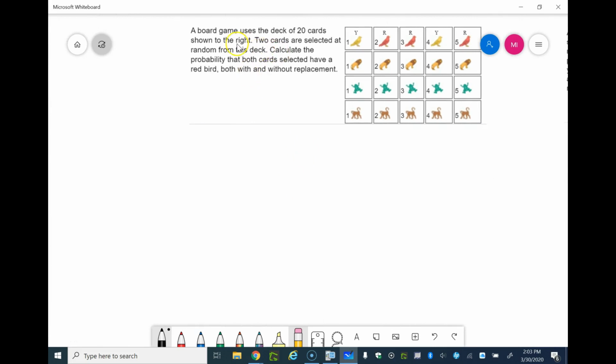So for this one here, we have a board game with 20 cards. So there's 5 by 4, that makes 20. 2 cards are selected at random from this deck. Calculate the probability of both cards selected have a red bird, both with and without replacement. So we're going to do it with replacement first, and then we're going to do without replacement next.